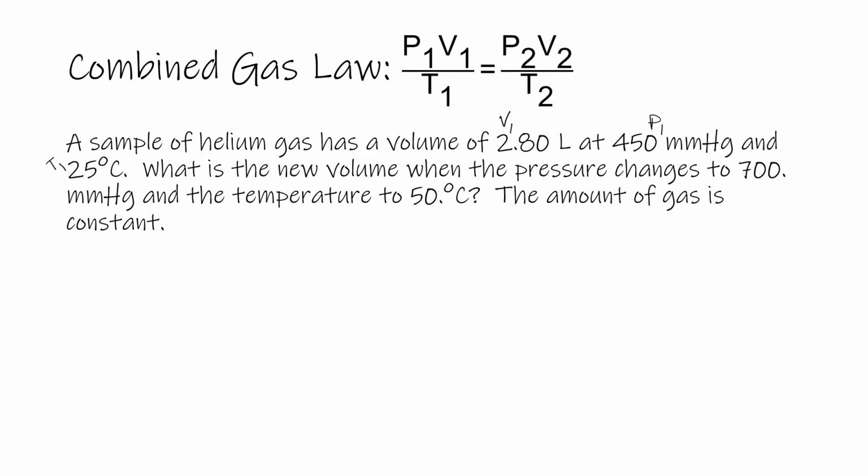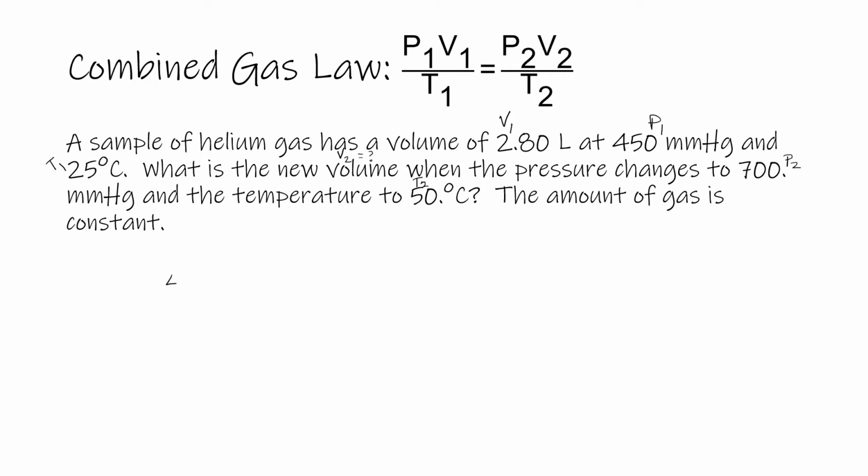Then it asks, what is the new volume? So volume 2 is what we are looking for. Put a question mark there. When the pressure changes to 700 millimeters of mercury, here is our pressure 2. And our temperature 2 is 50 degrees Celsius. Again, we'll convert that to Kelvin. So let's plug in what we have so far.